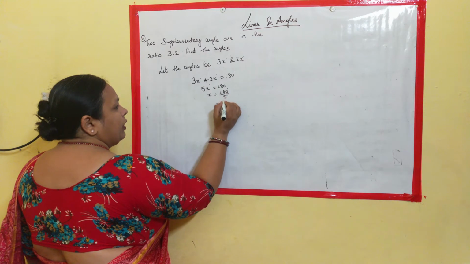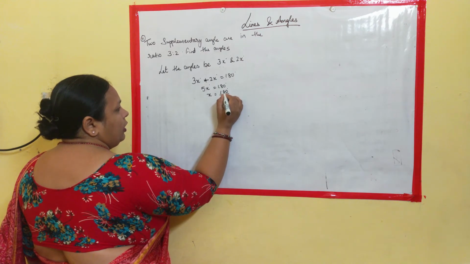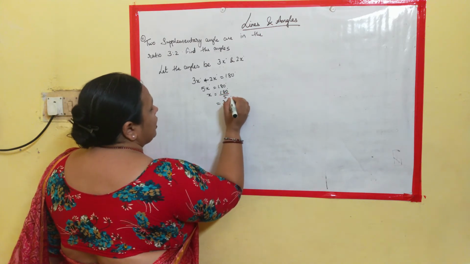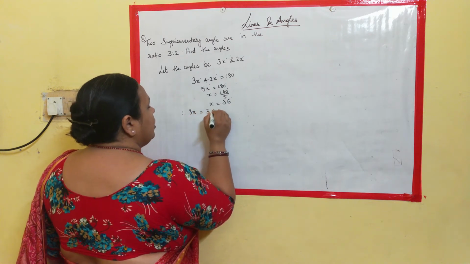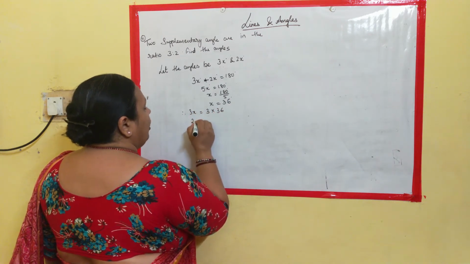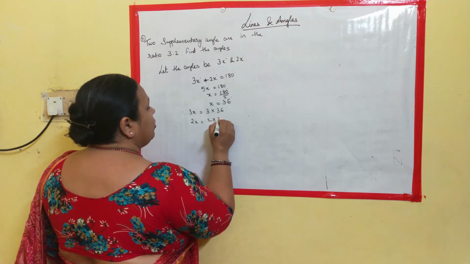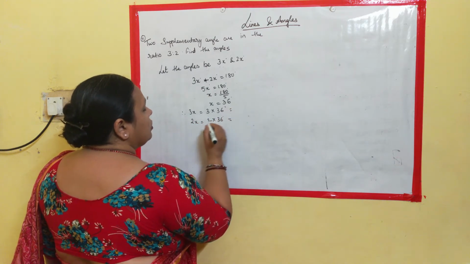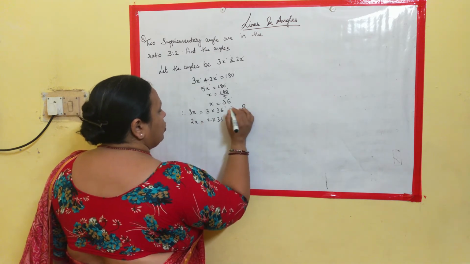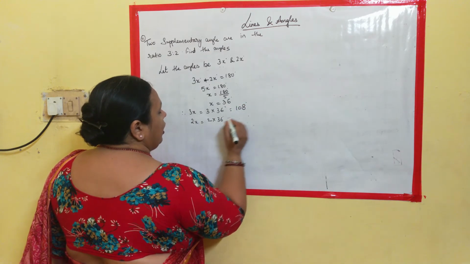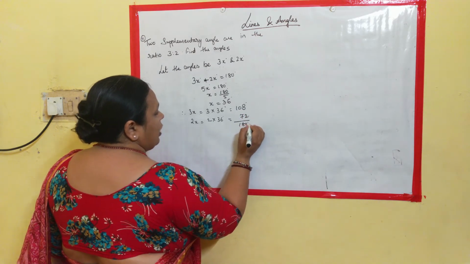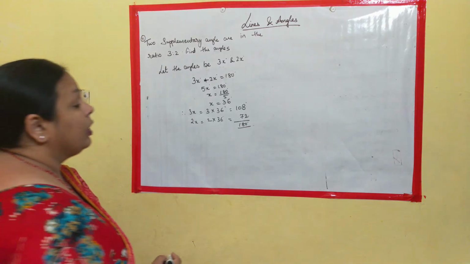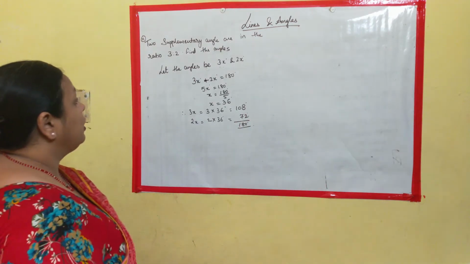You will be getting 5 3s are 15, and then 5 6s are 30. x is equal to 36 degree. Therefore, 3x is equal to 3 into 36, which is 108 degree, and 2x is equal to 2 into 36, which is 72 degree. The sum is 180 degree. Clear?